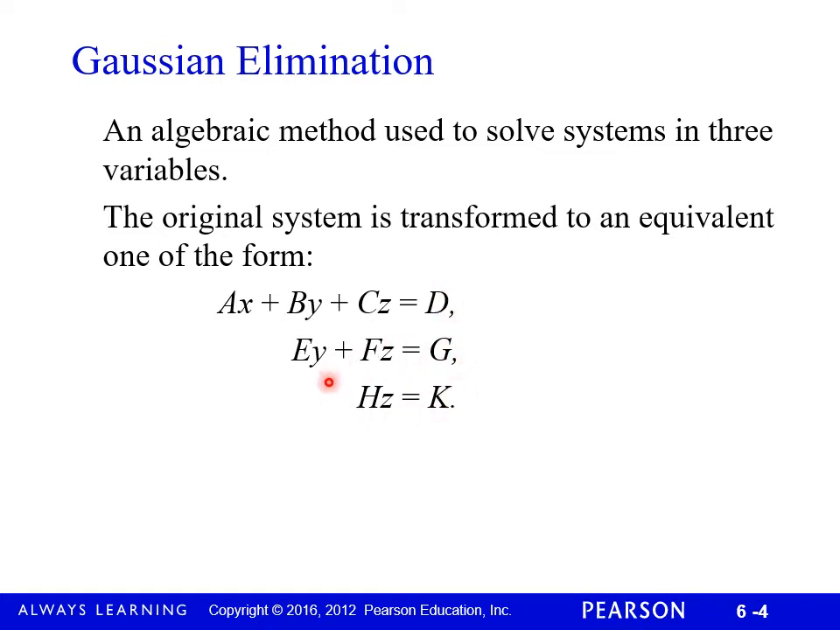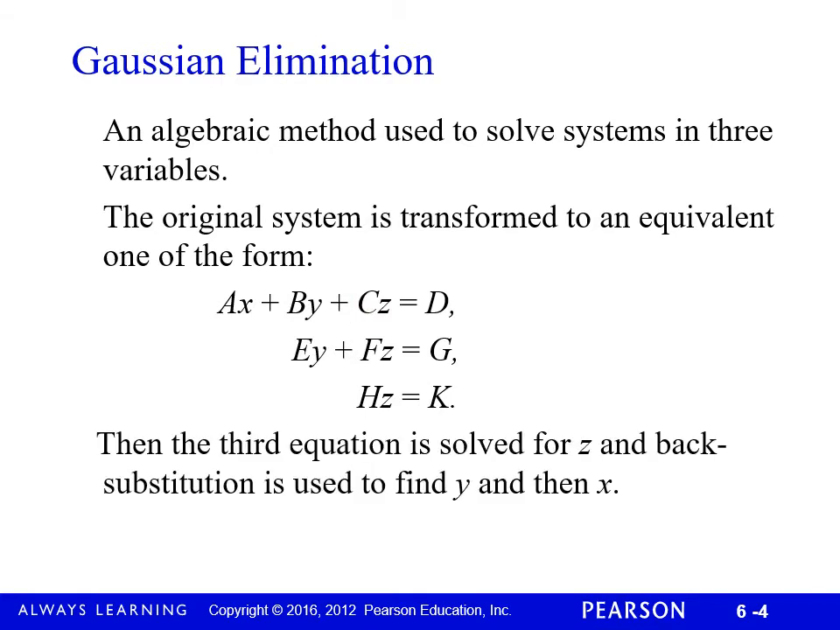For example, we can figure out what z equals by dividing k by h. Once we have that number, we plug that value into the second equation, and then we can solve for y. Once we know what y and z are equal to, we can plug those into the first equation and then solve the first equation for x. So the third equation is first solved for z, and then we use back substitution first to find y and then x in this example.